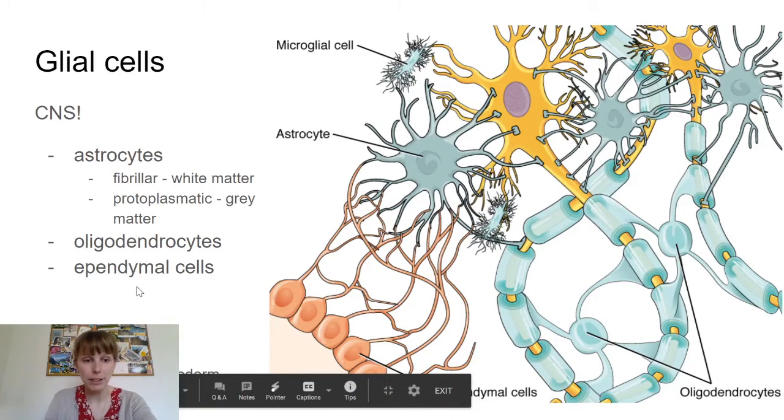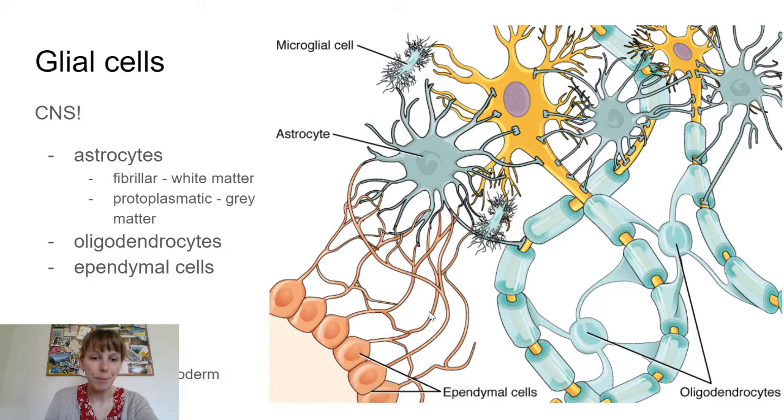Then you have ependymal cells, and ependymal cells are these ones, and they are sort of an epithelium that will be lining the ventricles and the spinal canal. So one of their functions is to produce the cerebrospinal fluid. Ependymal cells, we will see them in spinal cord.